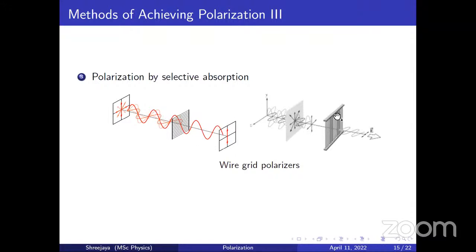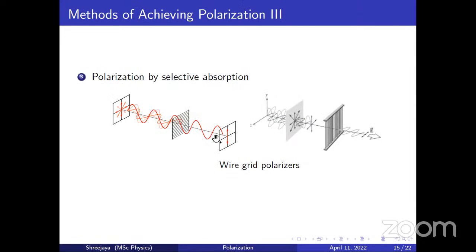Similarly, we have a wire grid here, which has vertical wires which are parallel to one another, and the unpolarized light will pass through it, and only the horizontal component with respect to the propagation axis is transmitted, and the rest of them are absorbed.